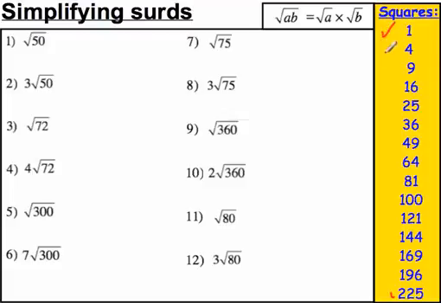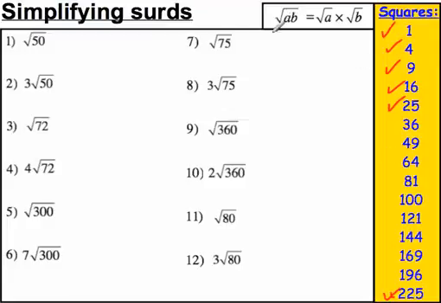1 times 1 is 1, 2 times 2 is 4, 3 times 3 is 9, 4 times 4 is 16, 5 times 5 is 25, etc., all the way up to 15 times 15, which is 225. If you know your squares up to the 15th square, you would be able to simplify any surd you encounter in GCSE. Okay, that's the first thing you should be able to learn.